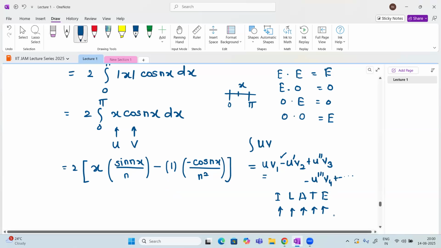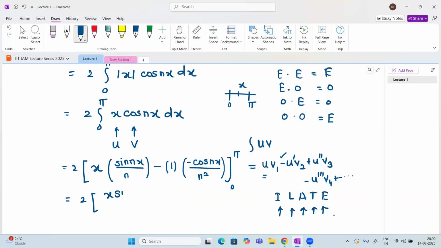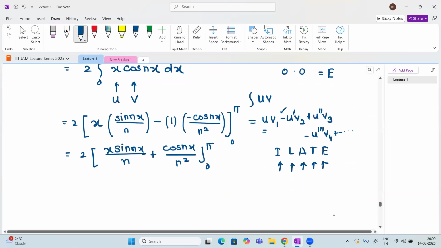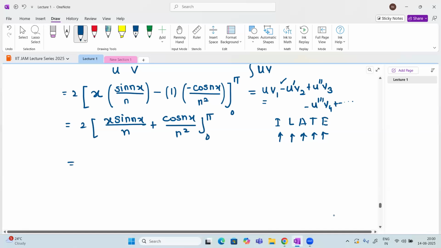When you get 0, you should terminate the process there, right? So I will terminate the process and limits will be 0 to pi. So let me write in a more simple way: x sin nx upon n minus minus plus cos nx upon n square, 0 to pi. Okay, I will put upper and lower limits. Tell me what will you get if you put upper and lower limits. Let us put pi first.